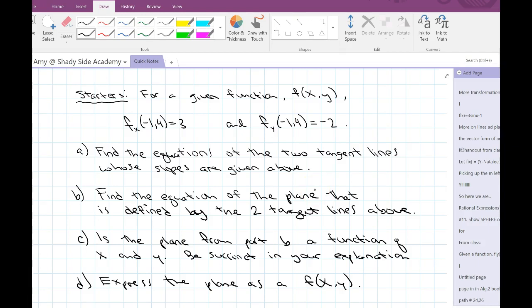Okay, I'd like the equation of the line tangent to the surface z at -1, 4, whose slope is 3. And I'd like the equation of the tangent line that is tangent to the surface z at the point -1, 4, whose slope is -2. And once you've done that, you can consult with someone next to you.